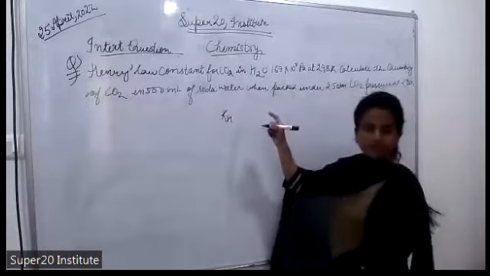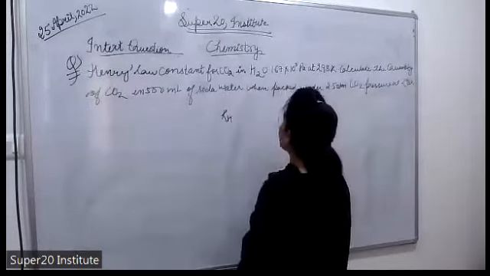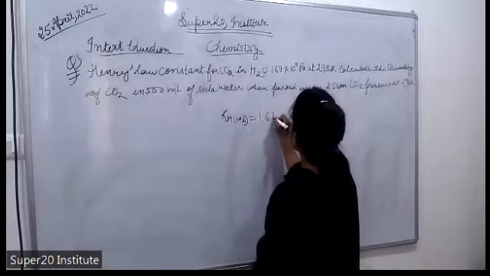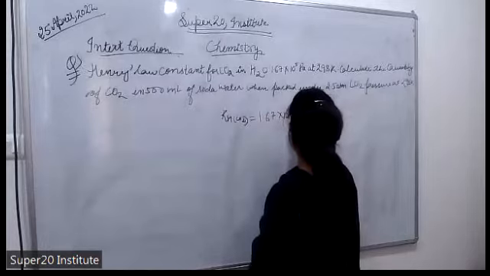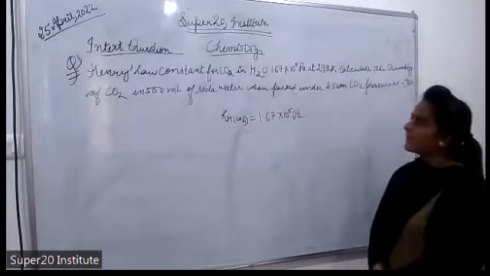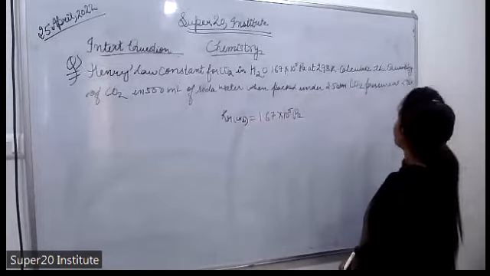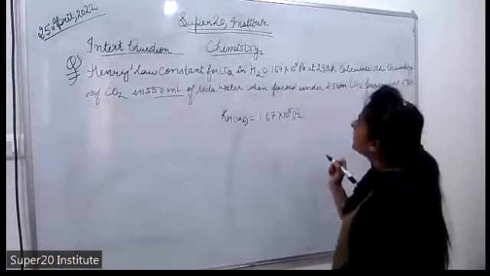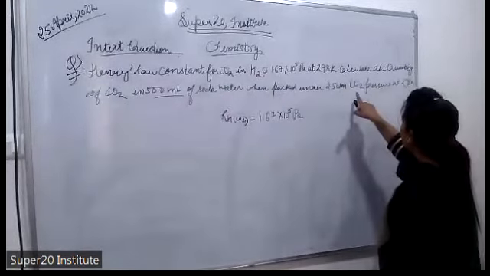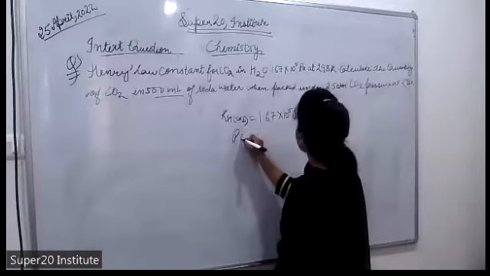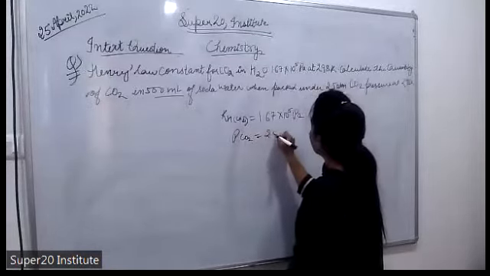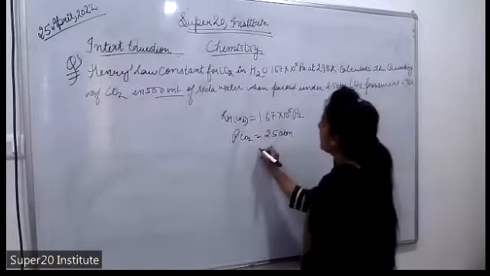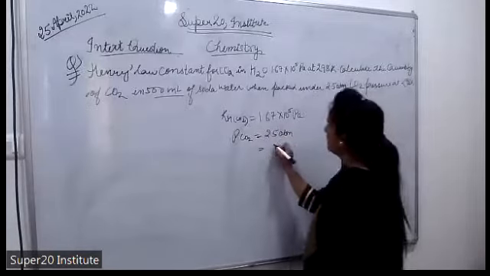First of all, write all the information which is given in the question. So KH for CO2 will be 1.67 into 10 raised to power 5 Pascal, and temperature is 298 Kelvin. Calculate the quantity of carbon dioxide in 500 ml, this is the volume given of water, when packed under pressure. Pressure of carbon dioxide is 2.5 atm. Now, first of all, convert it into Pascal.